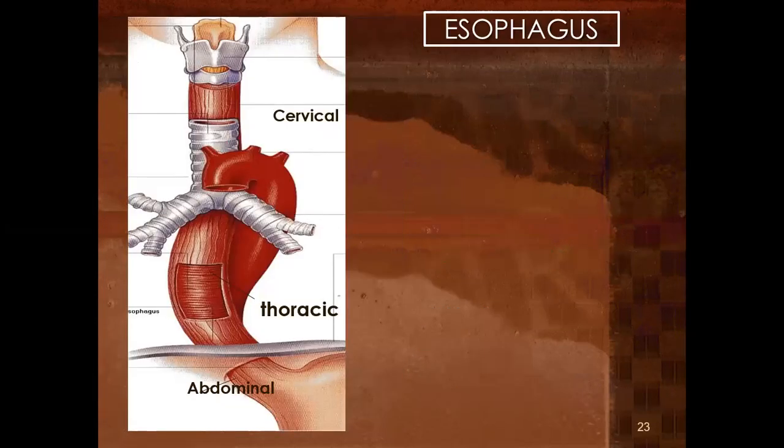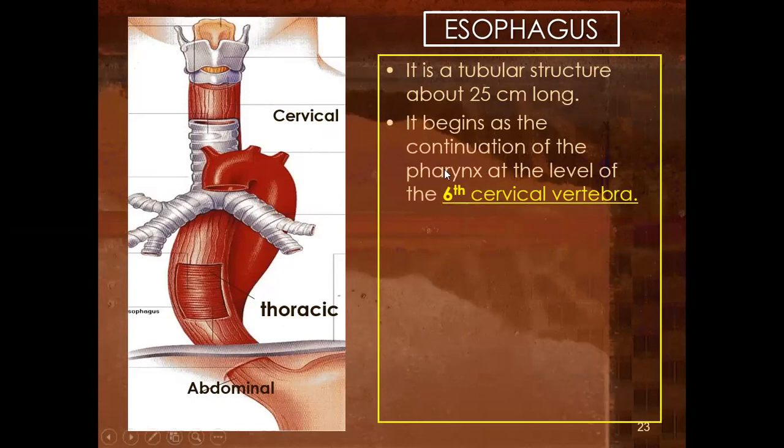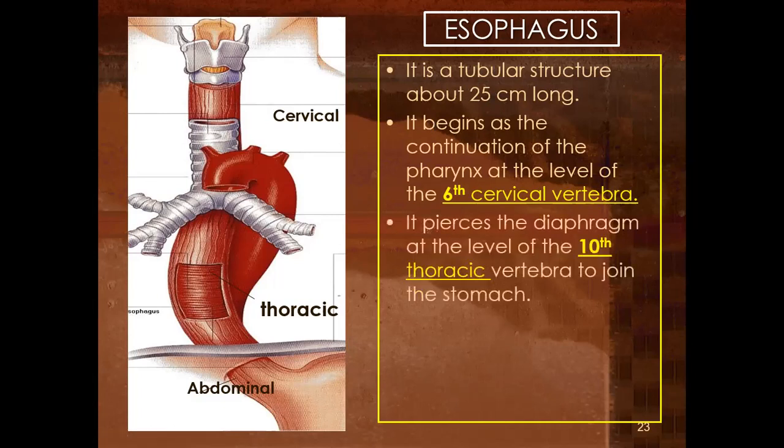Now, finally coming to the esophagus. It is a long muscular tube, about 25 centimeters long, beginning from the lower part of the pharynx. It begins at the 6th cervical vertebra where the pharynx ends, so the pharynx will continue as the esophagus at the 6th cervical vertebra. It is a long tubular structure, almost 25 centimeters long, and it pierces the diaphragm.